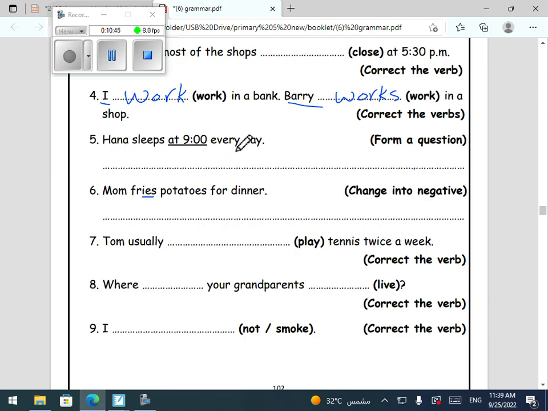Okay, let's go ahead for negative. Mom fries potatoes for dinner. What shall I say? Excellent. Okay, so I'm gonna say mom. I'm gonna use don't or doesn't. Because of mom, I'm gonna say what? Doesn't. And what about fries? Yeah, I will cancel the IES and go back to Y. So mom doesn't fry potatoes for dinner.